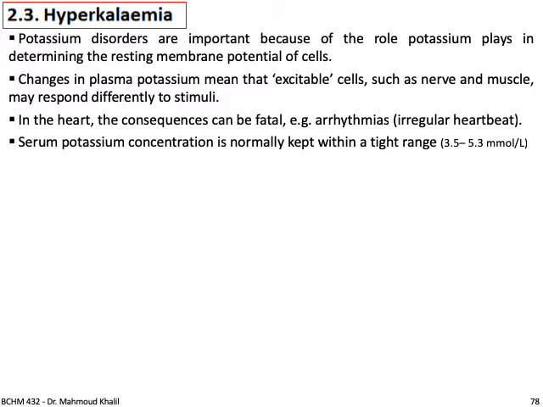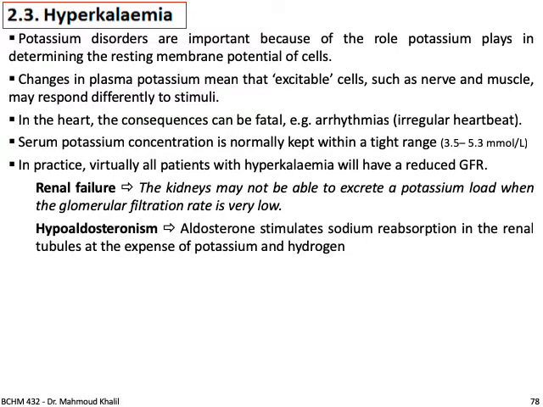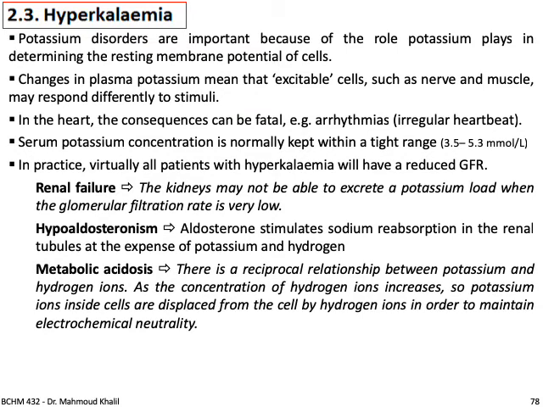Normally the plasma potassium concentration is always kept within a tight range. In practice, virtually all patients with hyperkalaemia will have reduced GFR, glomerular filtration rate, and will have renal failure, because the kidney will not be able to excrete potassium when the glomerular filtration rate is very low. Another cause is hypoaldosteronism, because aldosterone stimulates sodium reabsorption in the renal tubule at the expense of potassium and hydrogen.